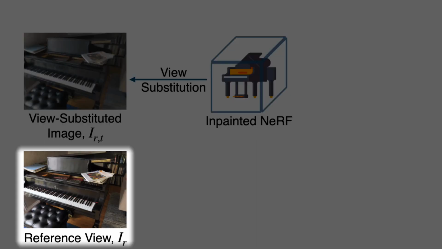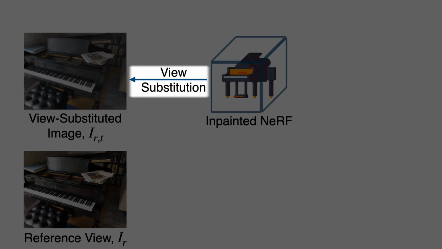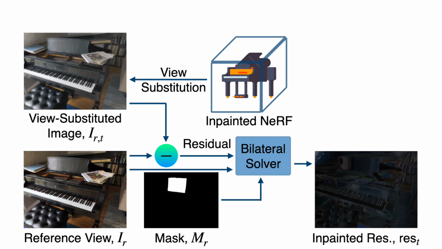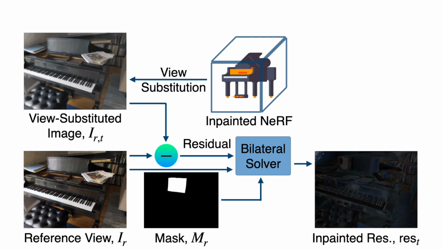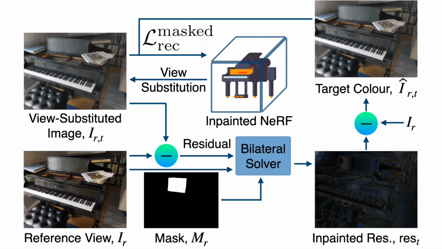For each target, using the reference view and the current stage of the inpainted NeRF, we use our view substitution method to get the view substituted image. We then calculate the difference between the reference view and the view substituted image to get the residual. The residual is then inpainted using a fast bilateral solver to get the inpainted residual. In this stage, we are in general propagating the information about the view-dependent effects from outside of the mask to the inside. The inpainted residual is then subtracted from the reference view to get the target colors. The discrepancy between the view-substituted images and the target colors are used to supervise the masked region's appearance.